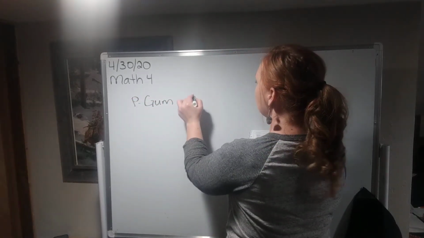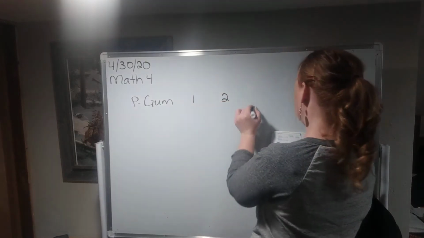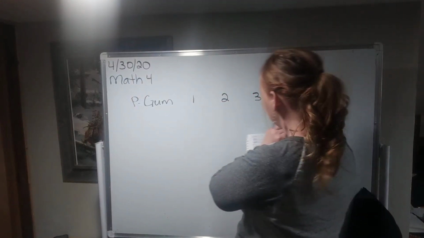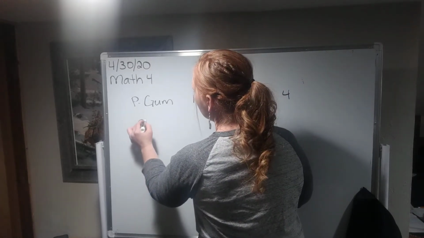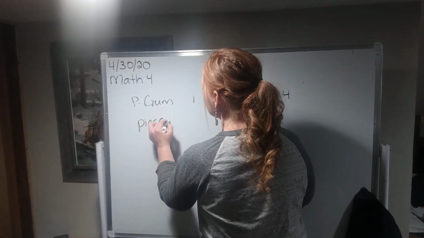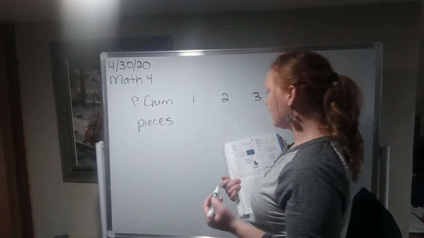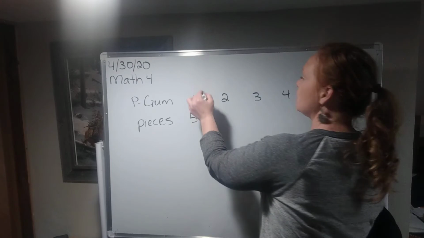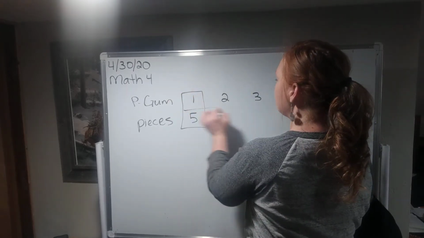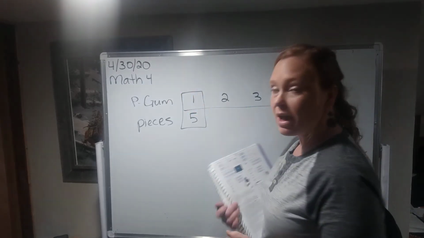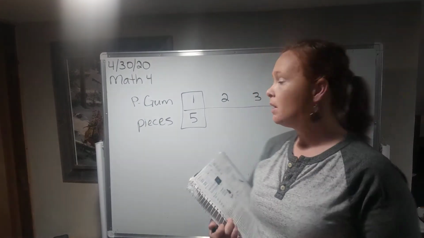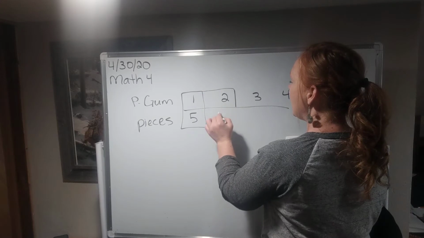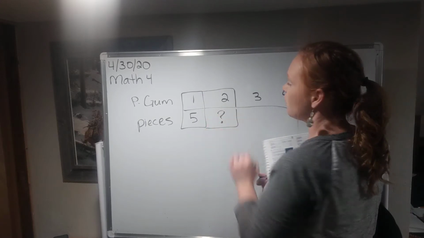So packs of gum, we have 1 pack of gum, 2 packs of gum, 3 packs of gum, 4 packs of gum. And they give us pieces. I want to know how many pieces are in a pack of gum. Well, the first number they give us is 5. So in 1 pack of gum, there are 5 pieces, okay? Well, what does that tell you if you have 2 packs of gum? How many pieces will you have altogether?